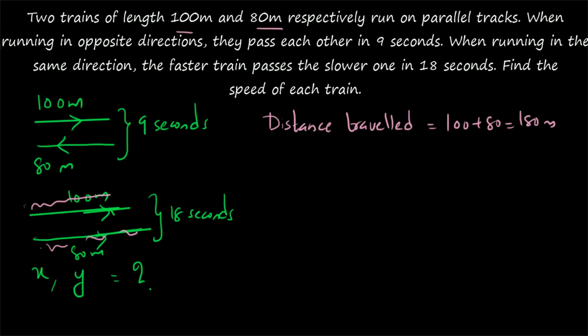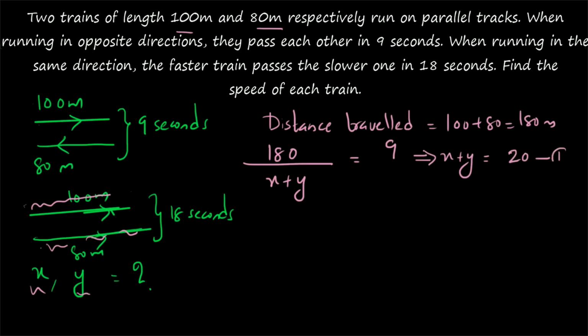So in the first case, what is happening? 180 divided by the speed. They are moving in the opposite directions, so you have to add up the speeds. So x plus y: 180 divided by x plus y is equal to 9. So you will get x plus y is equal to 180 divided by 9, which is equal to 20. So x plus y is equal to 20. That is the first case.